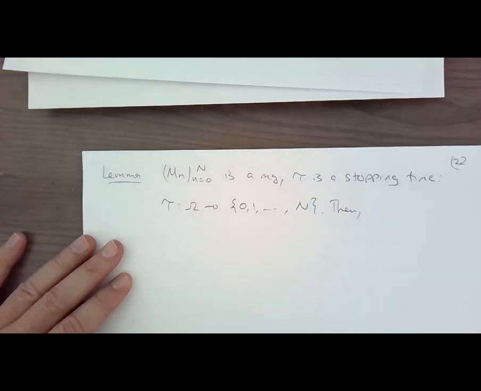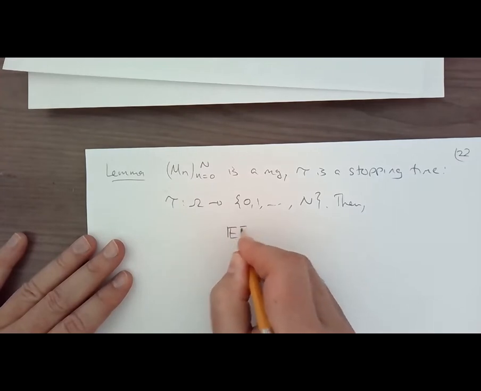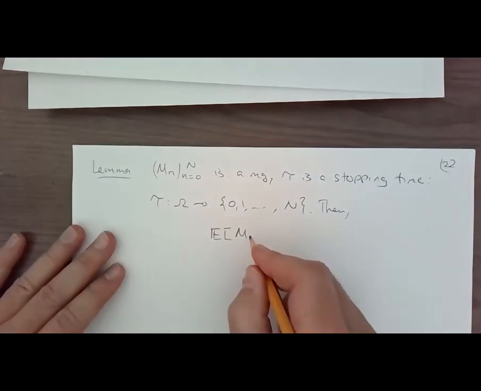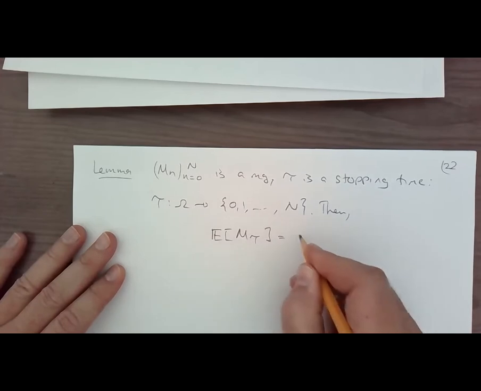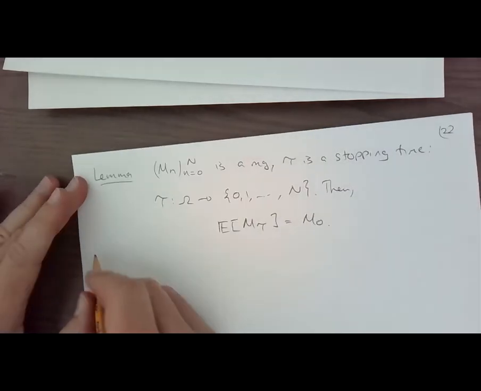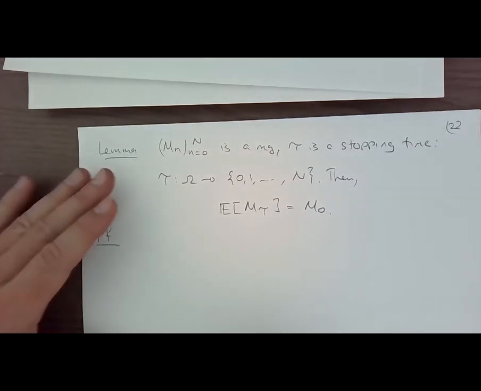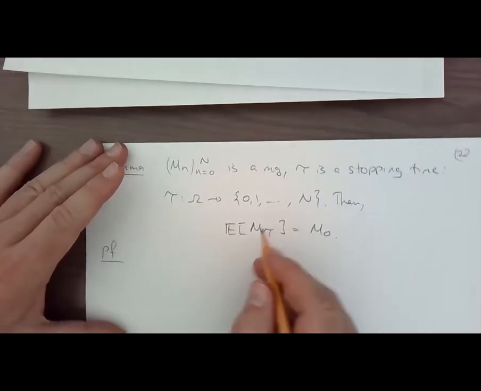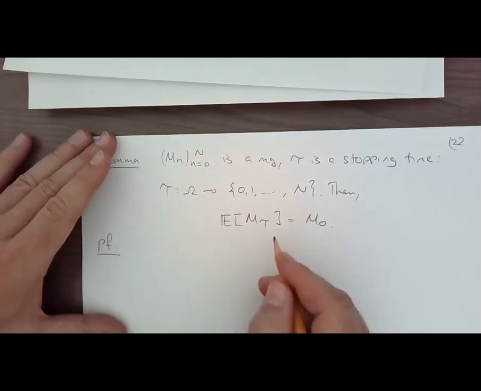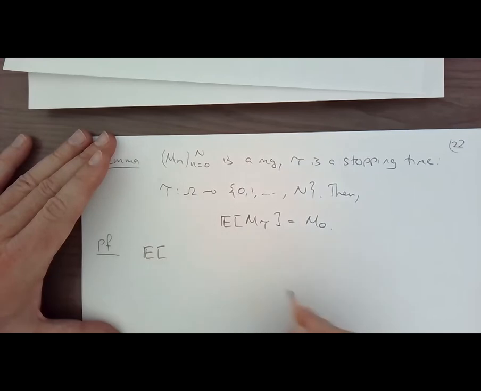Then that property that we had with the constant expectation, that this is equal to its initial value, carries over. That holds for stopping times too. And to see it is not too hard. The proof here is quite indicative of how we would do proofs in general for this stuff.